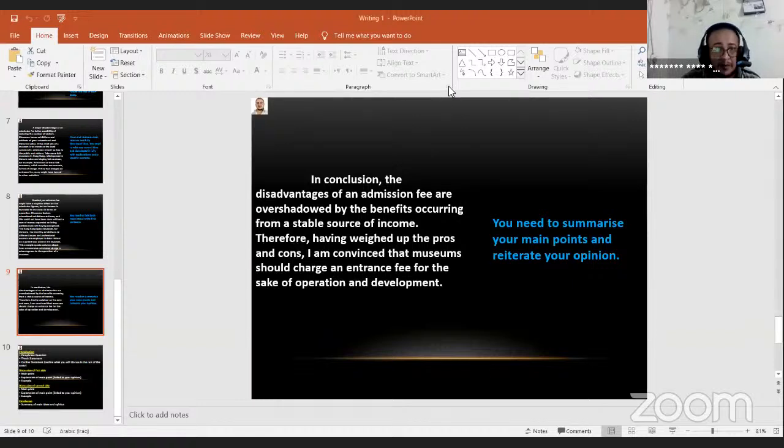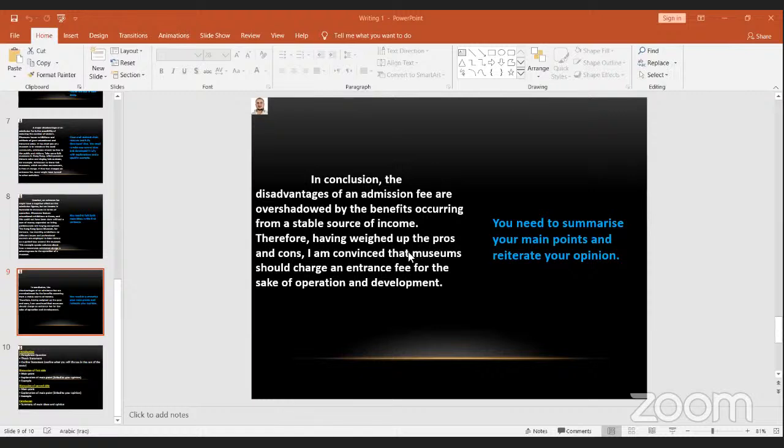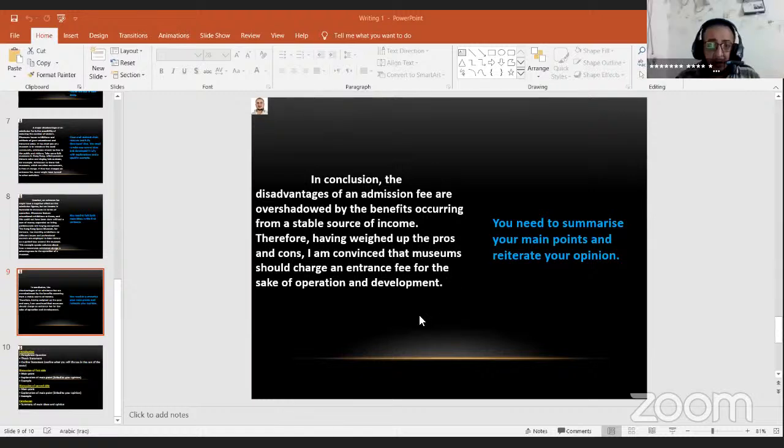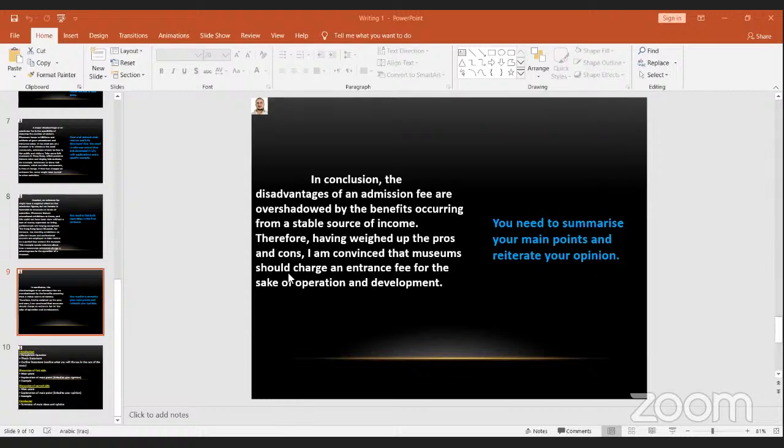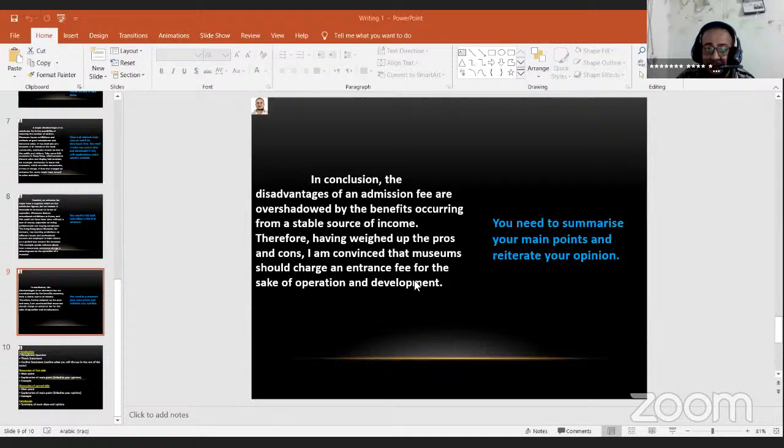Therefore, having weighed up the pros and cons, I'm convinced that, this is the nice expression which I told you about. Then you repeat your opinion with a piece of advice. Here, the piece of advice is regarded as an assertion to your opinion with the reasons. I'm convinced that the museums should charge an entrance fee for the sake of operation and development.